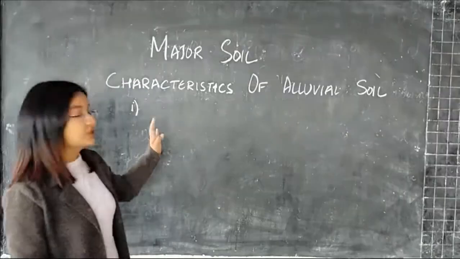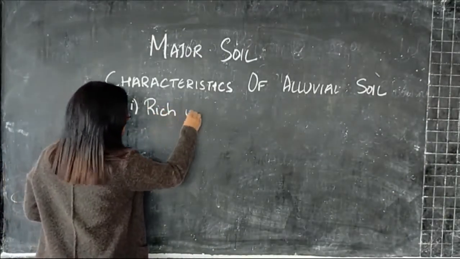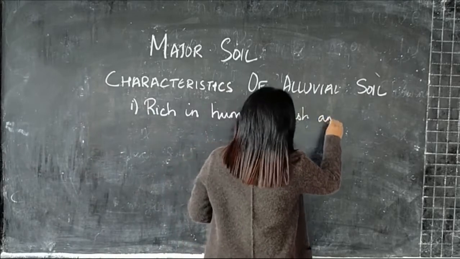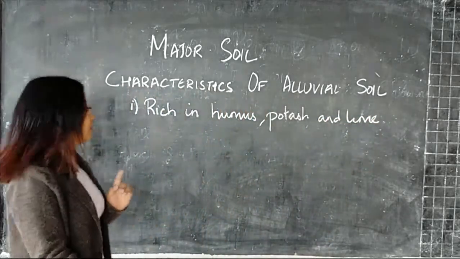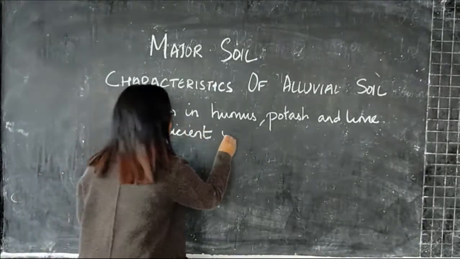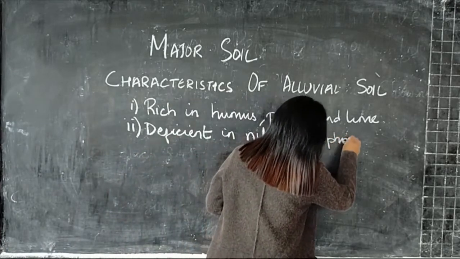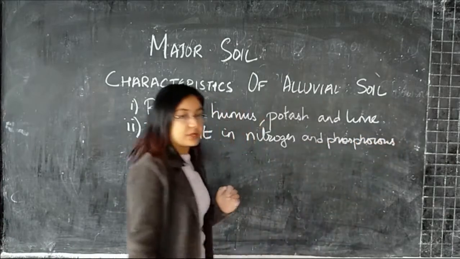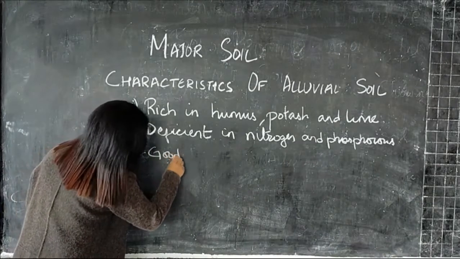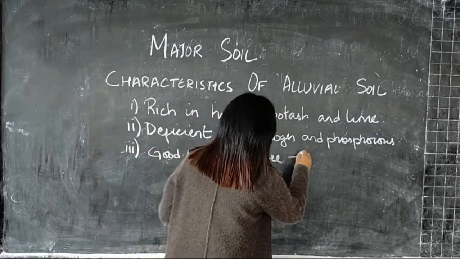Now let us move on to the characteristics of alluvial soil. Number one, alluvial soil is rich in humus, potash and lime. Number two, they are deficient in nitrogen and phosphorus. The third characteristic: these are good for agriculture, as the soil is fertile.